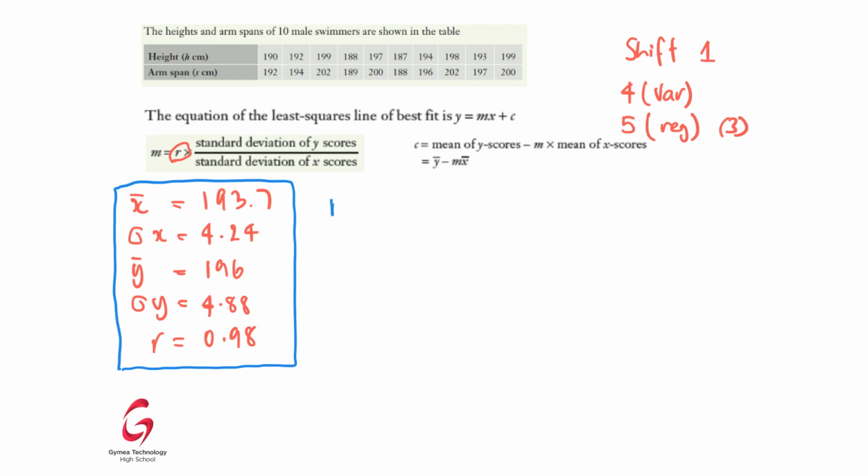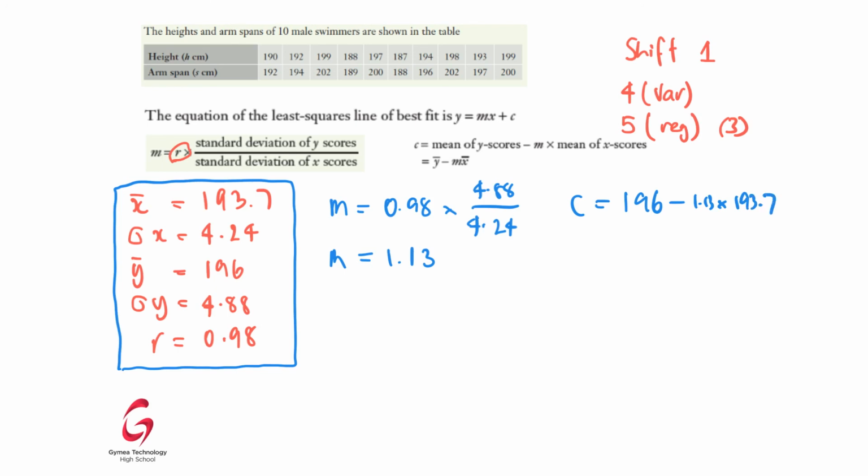So let's find this m value. In our calculator, we're going to put 0.98 times our standard deviation of y, 4.88, over the standard deviation of x. We'll whack that in the calculator, and there's our m value. Now remember, we need to use that on this far side, because to find our c, we do the mean of y, 196, take away that m, 1.13, times the mean of x, 193.7.